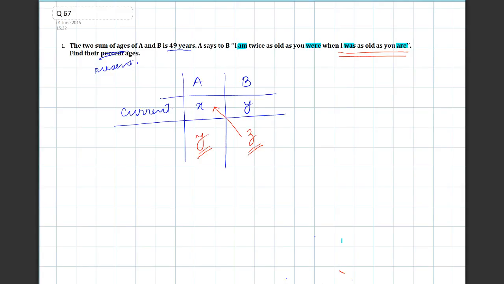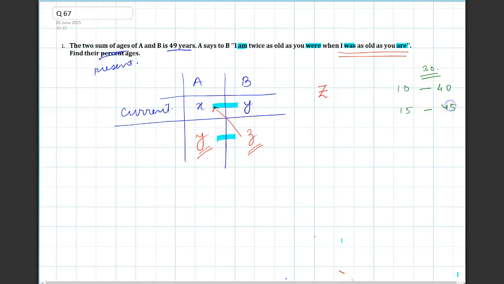Now how do we find out how old B was when A was Y years old? There are two ways to go about this. See, the difference between the ages of A and B is going to remain the same. Let's say you are 10 years old right now and your dad is 40 years old. The difference between your ages is 30. 5 years hence, you will be 15 years old and your dad will be 45 years old. The difference between your ages then will also be 30.